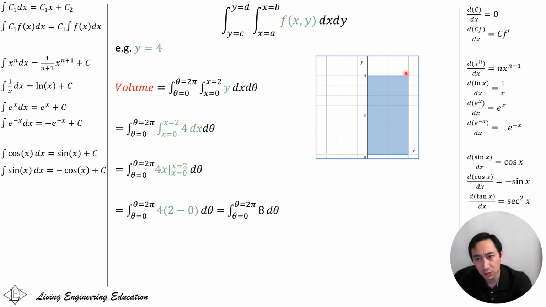What does that actually represent? That represents this area, the area of this rectangle, right? So the area underneath y equals 4 from the limits x equals 0 to x equals 2. Okay, straightforward enough. Now I have a d theta. What is this d theta representing?